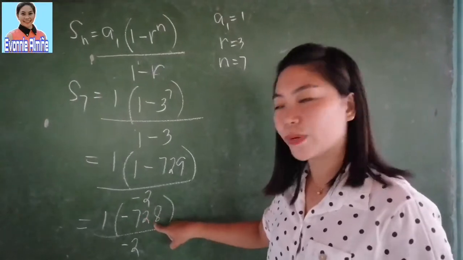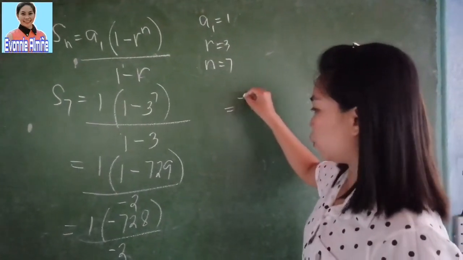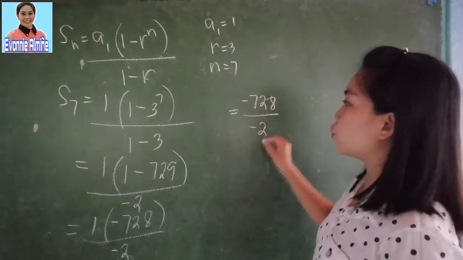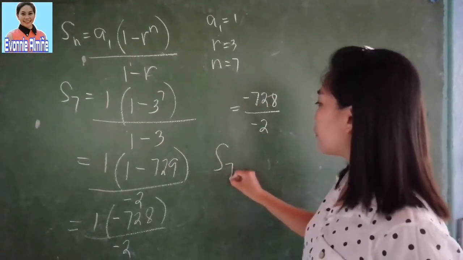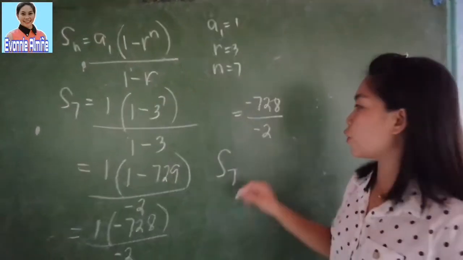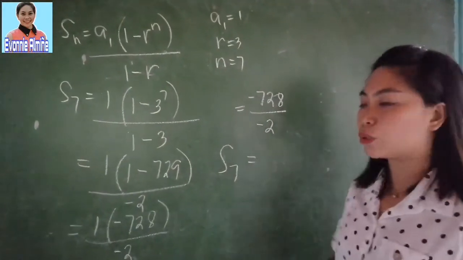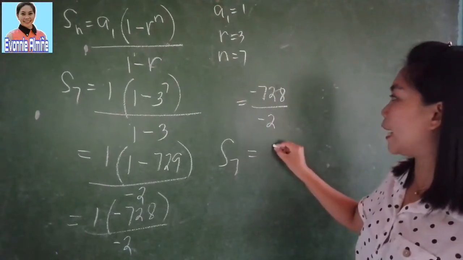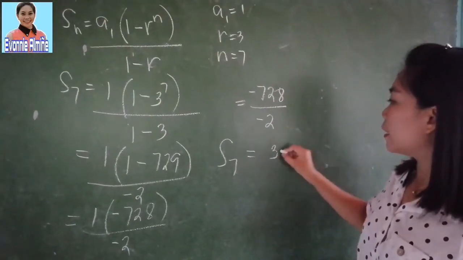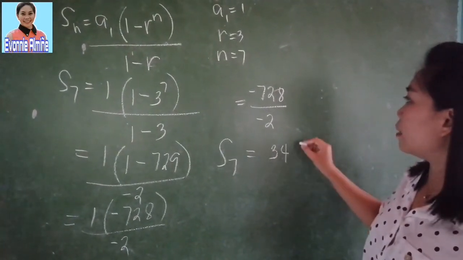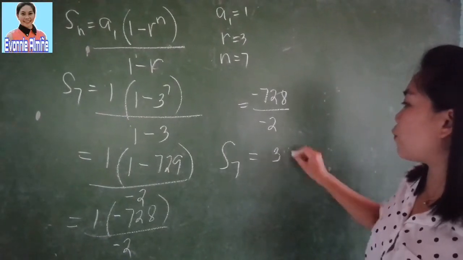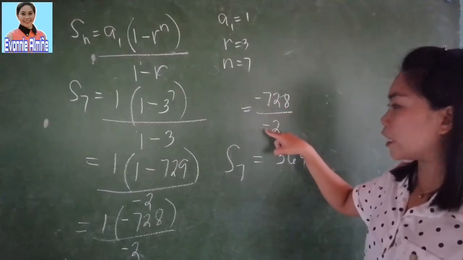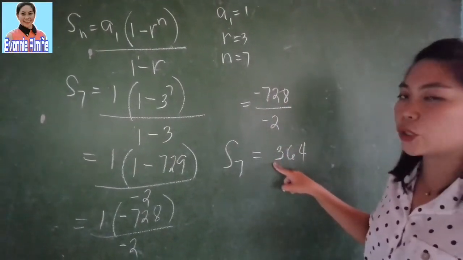Siyempre, mag-multiply lang po natin yan. So, that is equal to negative 728 over negative 2. So, the sum of the 7 terms of the geometric sequence is equal to, i-divide po natin, 728 divided by 2, we have 364. So, negative divided by negative is equal to positive.